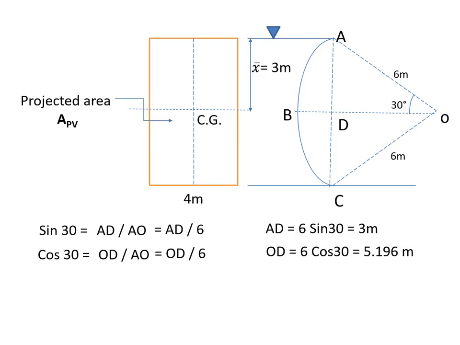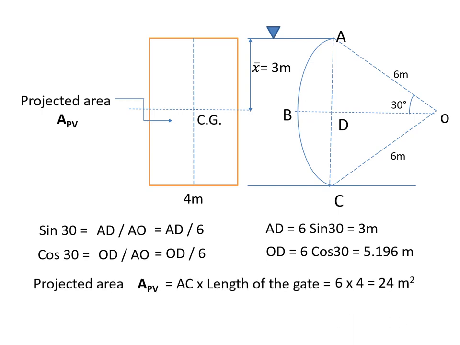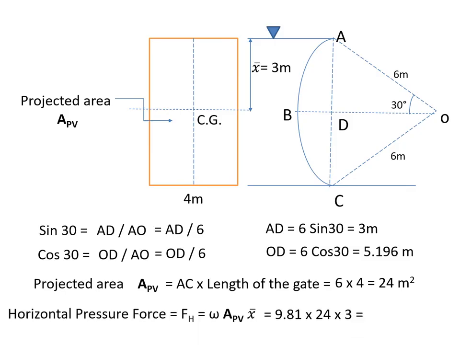So now the length of the gate is 4 meters. What is the projected area? It is total AC, which is 6 meters, into length of the gate. So that is 6 into 4, which is 24 meters square. Horizontal pressure force is specific weight into projected area into X bar, which will give 9.81 into 24 into 3. So that is 706.32 kilonewtons.